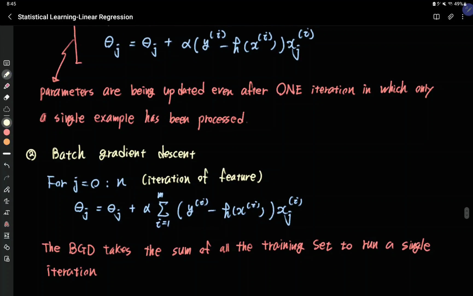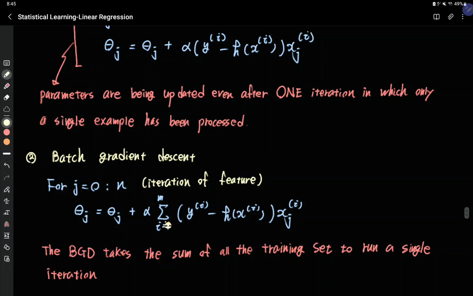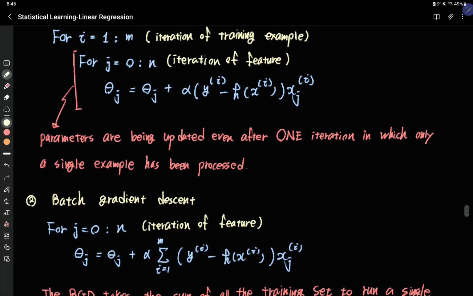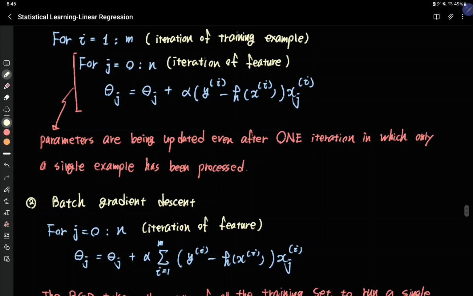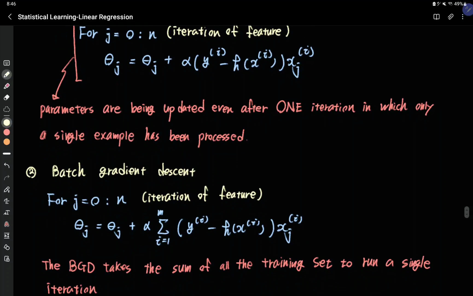Now, you see the sigma right there? Just take a look at the difference between SGD and BGD. Theta j is updated per one iteration of the feature. Theta j is updated by the sum of the difference of y and h from i equals 1 to m. So the BGD takes the sum over all the training sets.